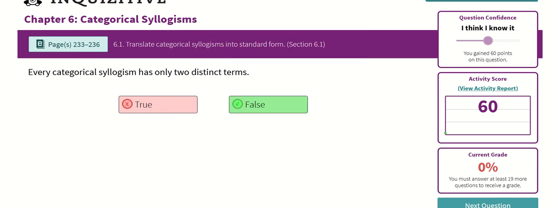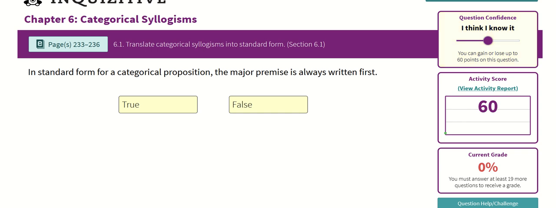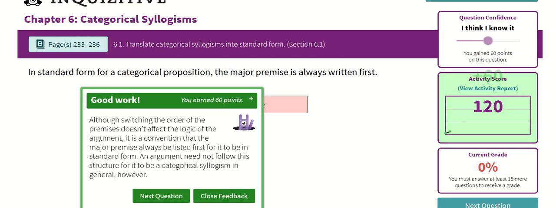Right. Let's try maybe one or two more questions here. In standard form, for a categorical proposition, the major premise is always written first. Yeah, I mean, you can do that, but you don't have to. That's true. So although switching the order of premises doesn't affect the logic of the argument, it is a convention that the major premise always be listed first for it to be in standard form. An argument need not follow the structure for it to be a categorical syllogism in general, however.